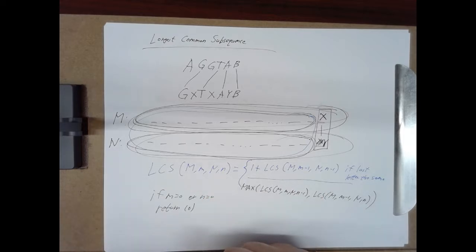Because if X is a part of the substring, whatever it is, then you know Y can't be because X was on the end. And if X isn't, then you could just take X out. Yes, exactly.